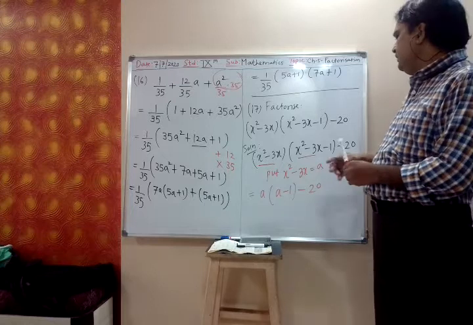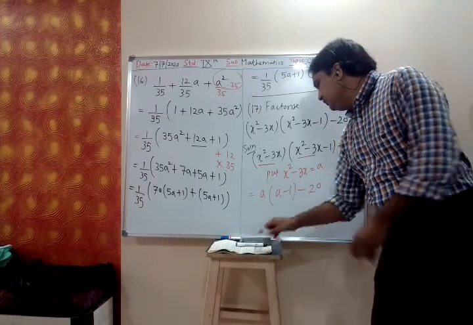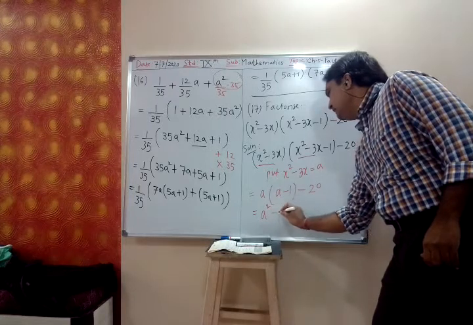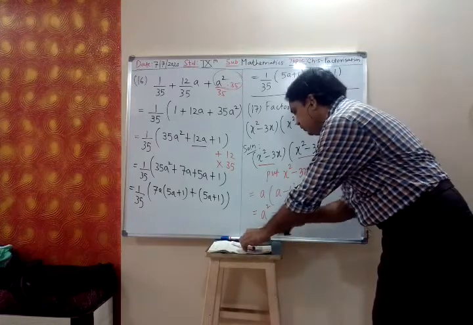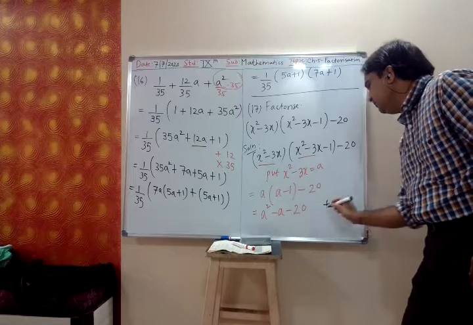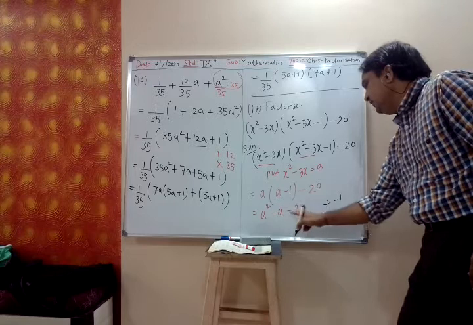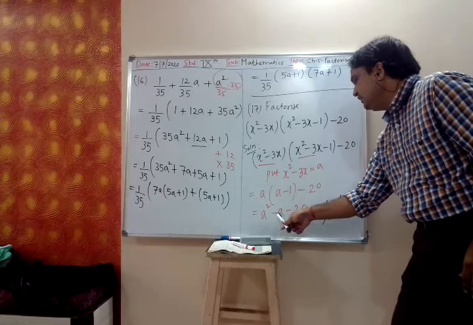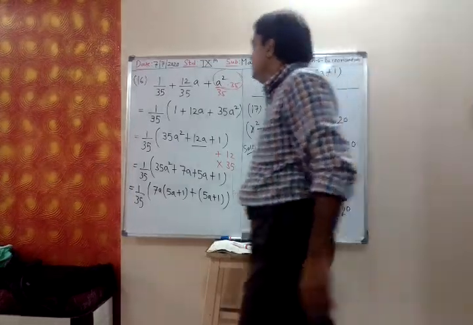a into a minus 1 minus 20. Open this bracket: a into a minus 1 is a square minus a minus 20. Now find two numbers whose sum is minus 1, that is minus a means minus 1 into a, and whose multiplication is minus 20.